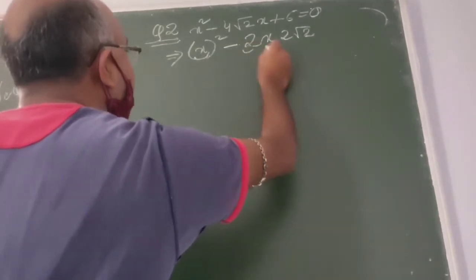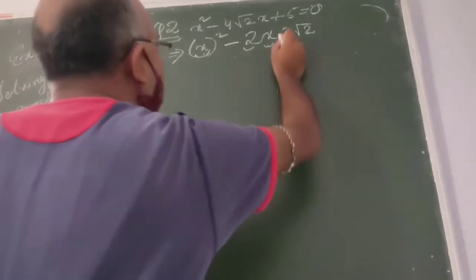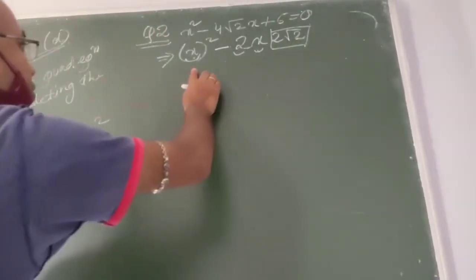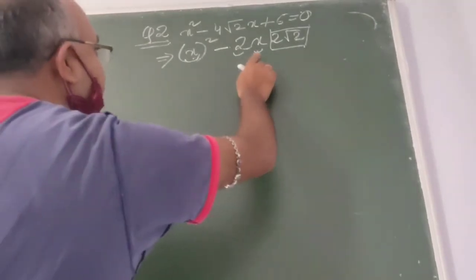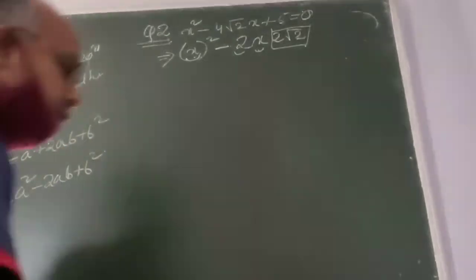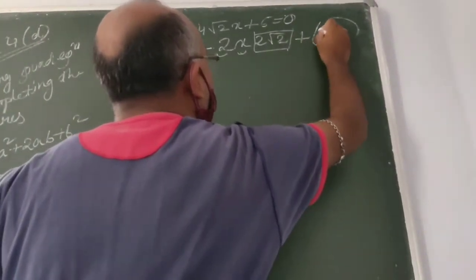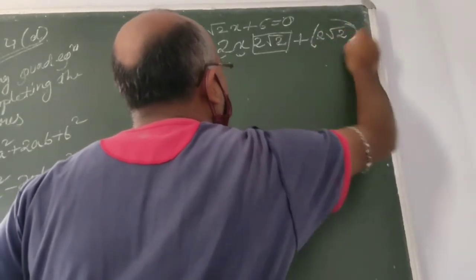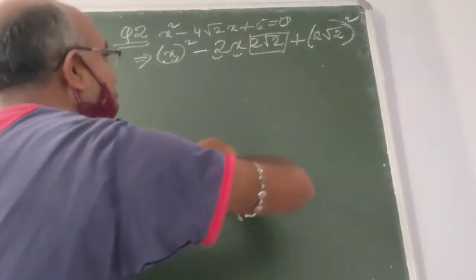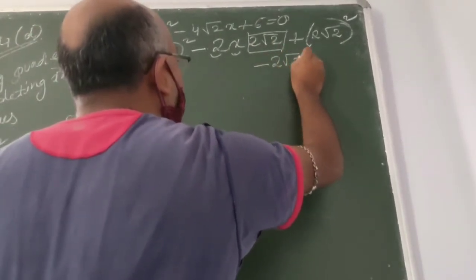This is twice a, and this part is your b. So what we got: a square minus twice ab. Then what is the formula? Plus b square. So what will I write here? Plus b square. b is your 2 root 2 whole square. Now, is there anything like plus 2 root 2 whole square here? No. When it is not here, what will we write? Minus 2 root 2 whole square.